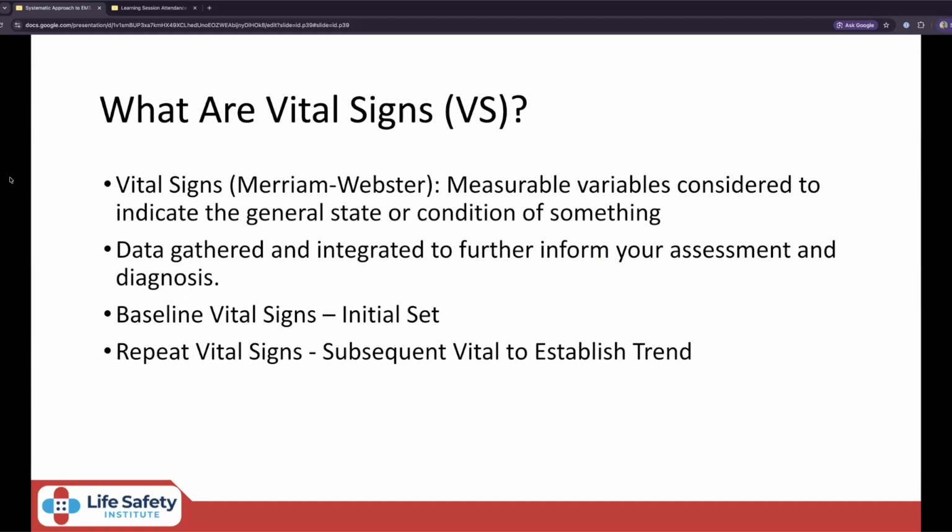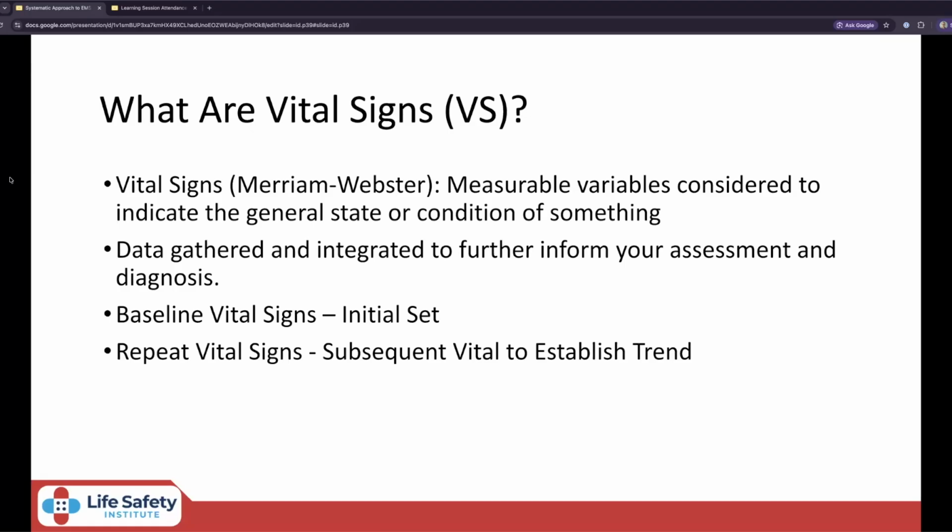Vital signs, according to the Merriam-Webster dictionary, are measurable variables considered to indicate the general state or condition of something. And so for us, it's the patient, right? So it's things that we can measure. They're variables, which means they can change. And then we're using this information to indicate the state of the systems in the patient and the patient's broader condition.